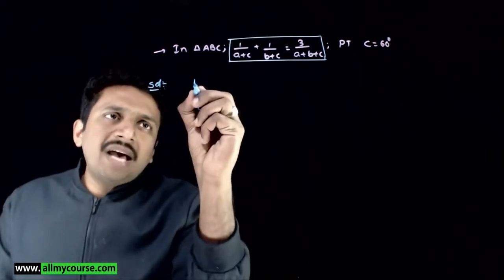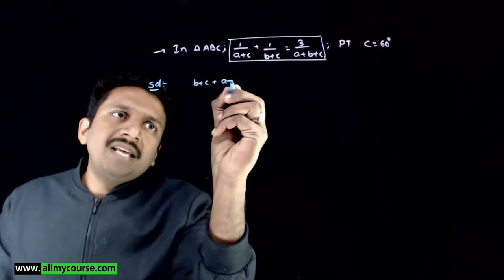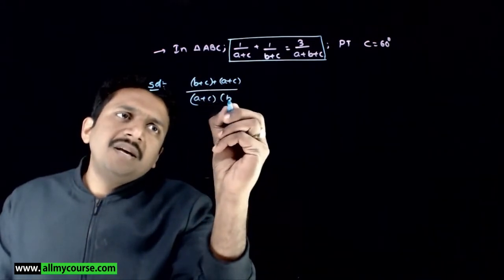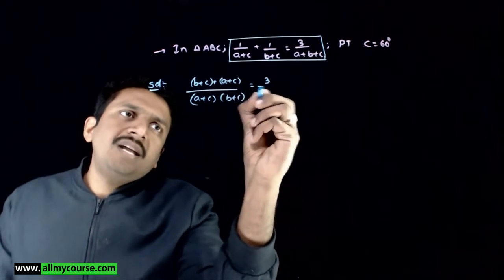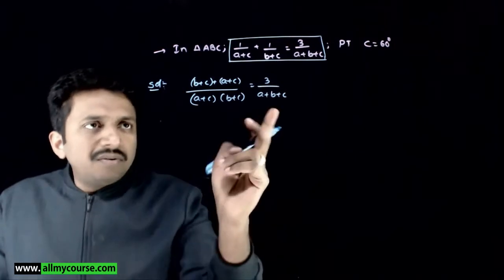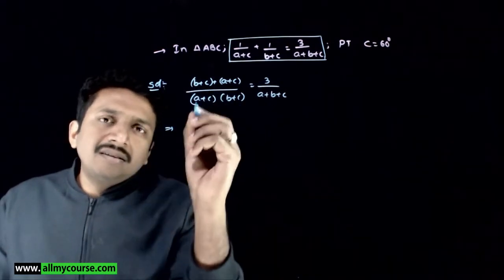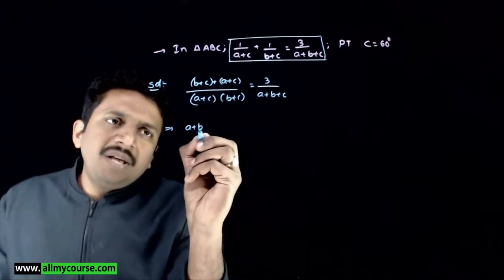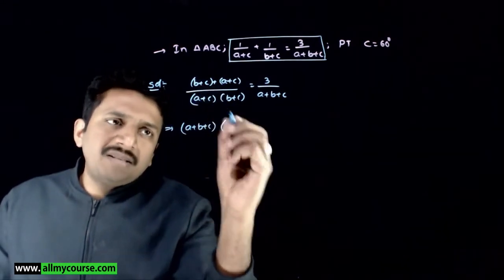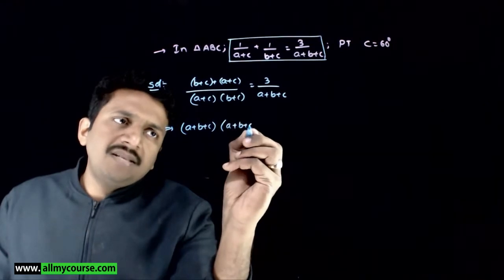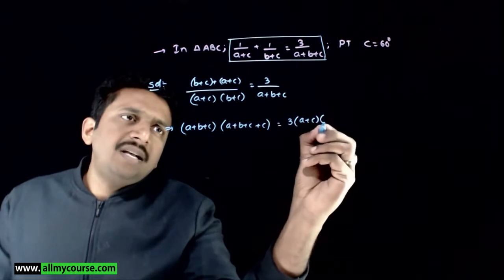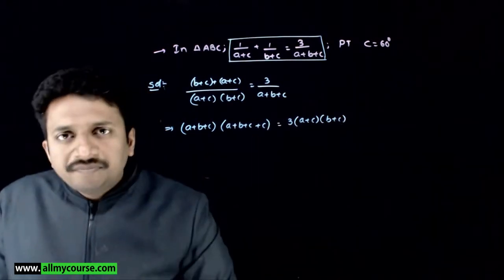So if you take the LCM, you have B plus C plus A plus C divided by A plus C times B plus C is equal to 3 by A plus B plus C. So if you do the cross multiplication, you get A plus B plus C times, you have A plus B plus C plus C. You have A plus B plus C plus another C is equal to 3 times A plus C times B plus C.